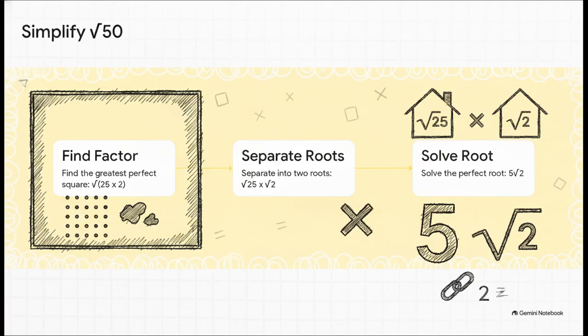Next step, we separate them into two different little houses. So we have the square root of 25 multiplied by the square root of 2. Finally, we solve that perfect root we found. The square root of 25 is exactly 5, which leaves us with a neat and tidy 5 root 2. Just by spotting that perfect square of 25 hiding inside the 50, we easily simplified the whole shebang.